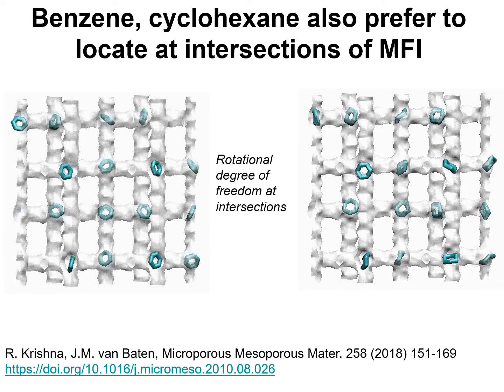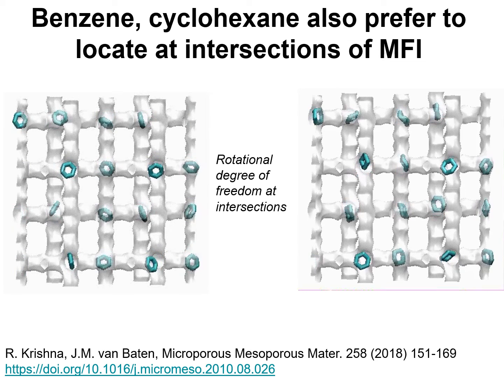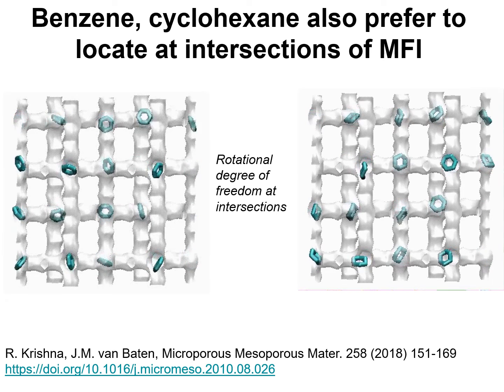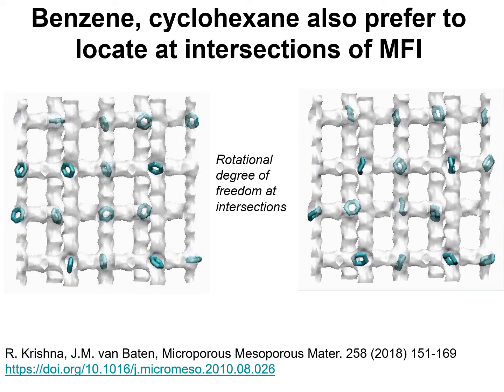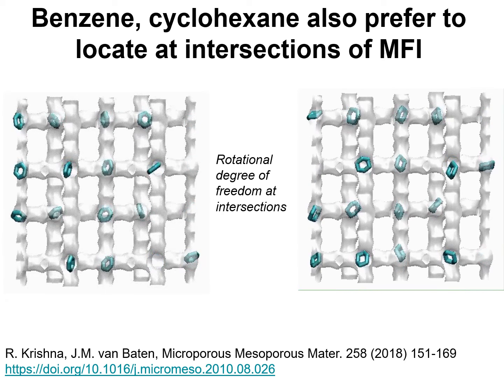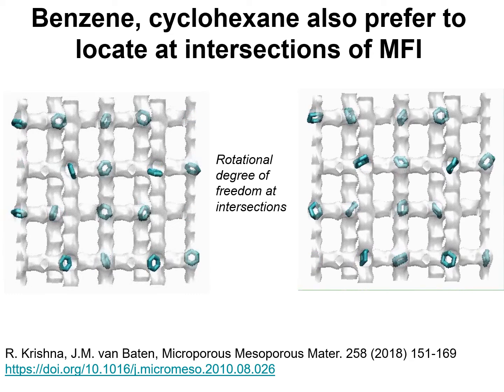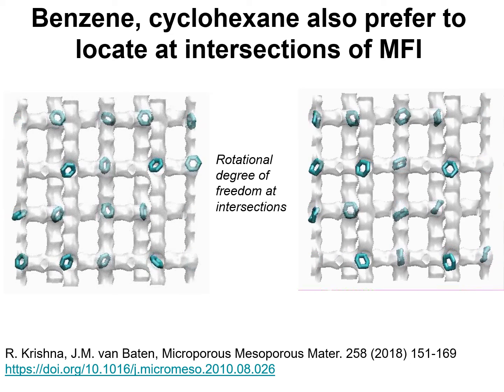Benzene and cyclohexane also prefer to locate at the channel intersections because there is an additional rotational degree of freedom, as shown in these MD simulations for benzene on the left and cyclohexane on the right. The preferential location of these molecules at the channel intersections has a profound influence on mixture adsorption.